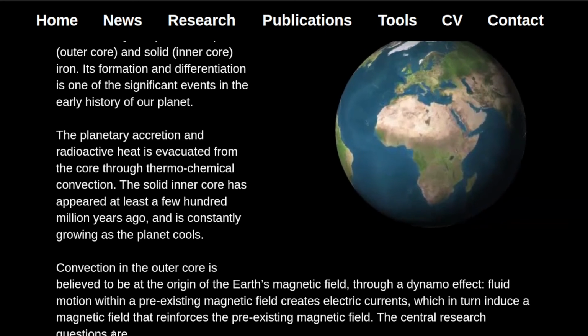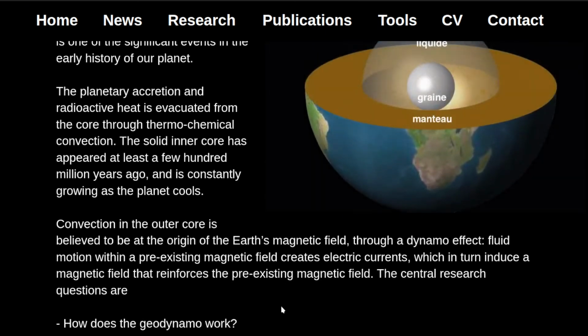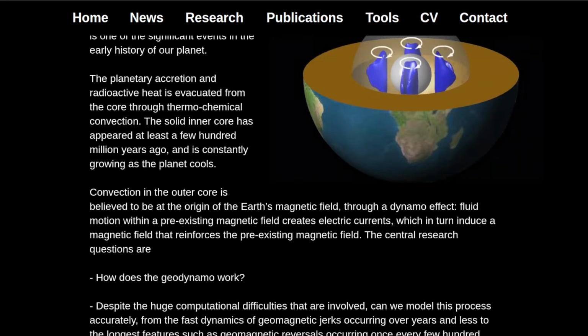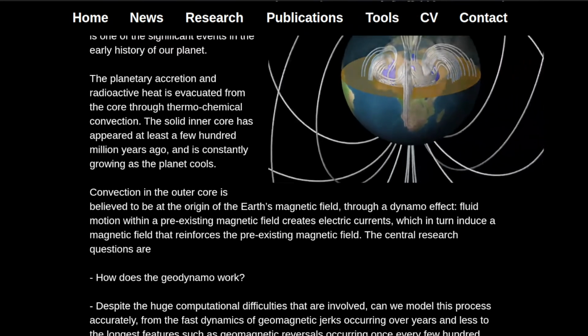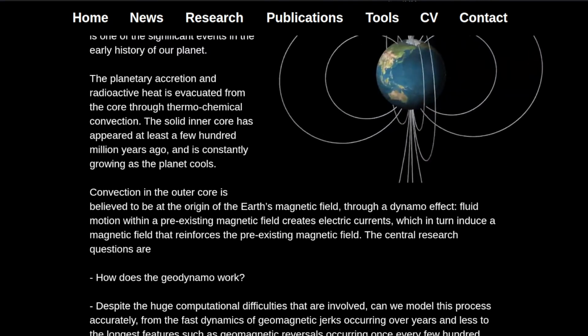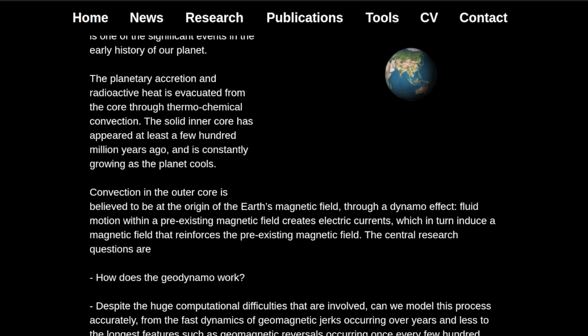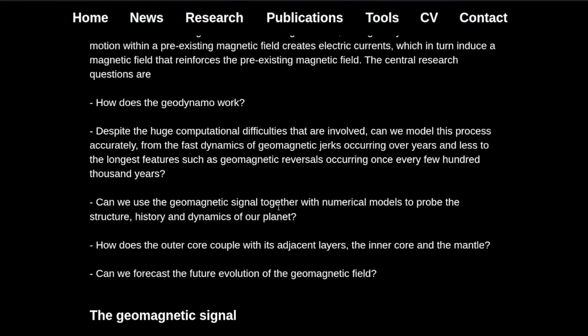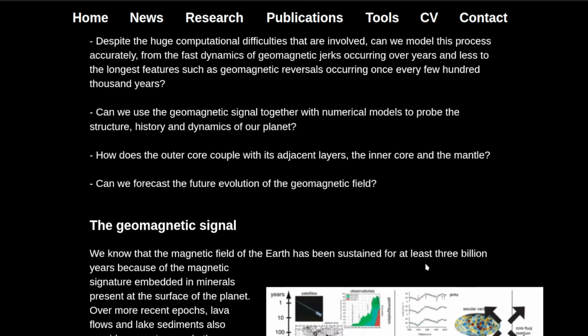The central research questions are: how does the geodynamo work? Despite the huge computational difficulties that are involved, can we model this process accurately? From the fast dynamics and geomagnetic jerks occurring over years and less to the longest features such as the geomagnetic reversals occurring once every few 100,000 years. Can we use the geomagnetic signal together with numerical models to probe the structure, history, and dynamics of our planet? How does the outer core couple with its adjacent layers, the inner core and the mantle? Can we forecast the future evolution of the geomagnetic field?